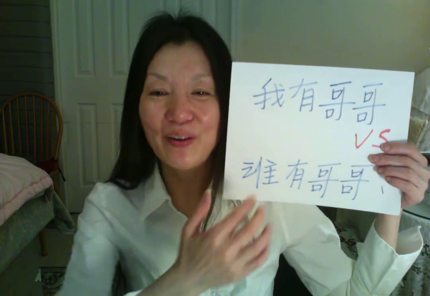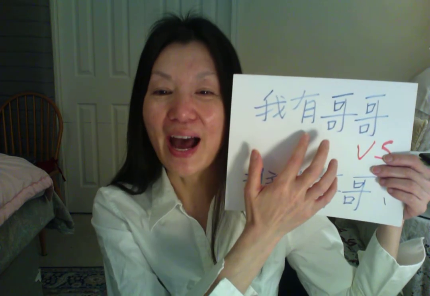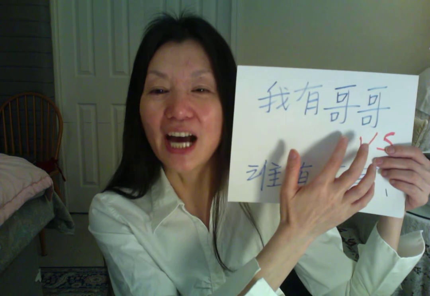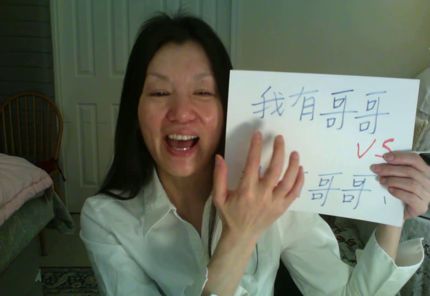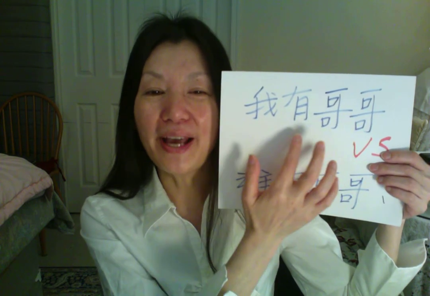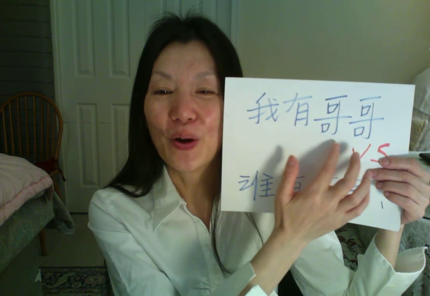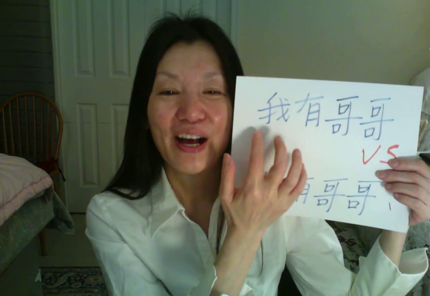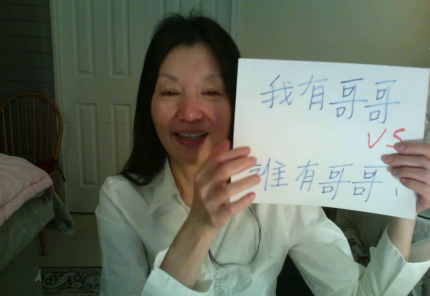Not that 我, me or I. In that case, I, right? 我有, I have 哥哥, older brother. 我有哥哥. I have older brother. Okay. Why say that?